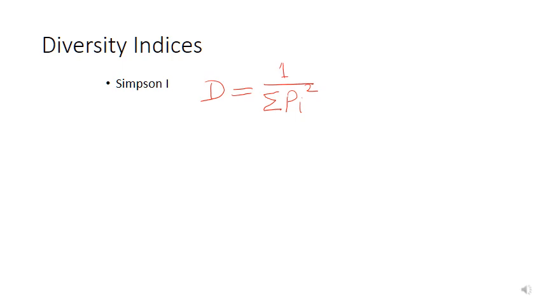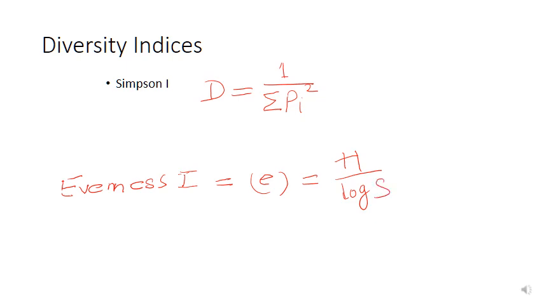Next we have the evenness index. This index can be represented by E is equal to H divided by log S. H we know, it's the Shannon value, and log S, what is S? S is number of species.